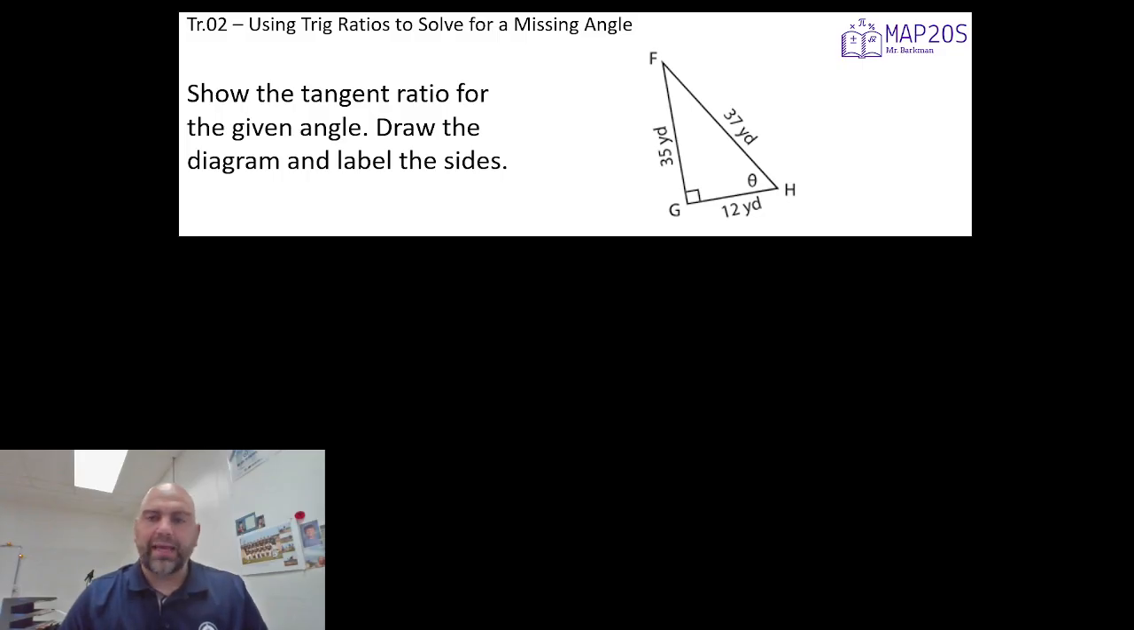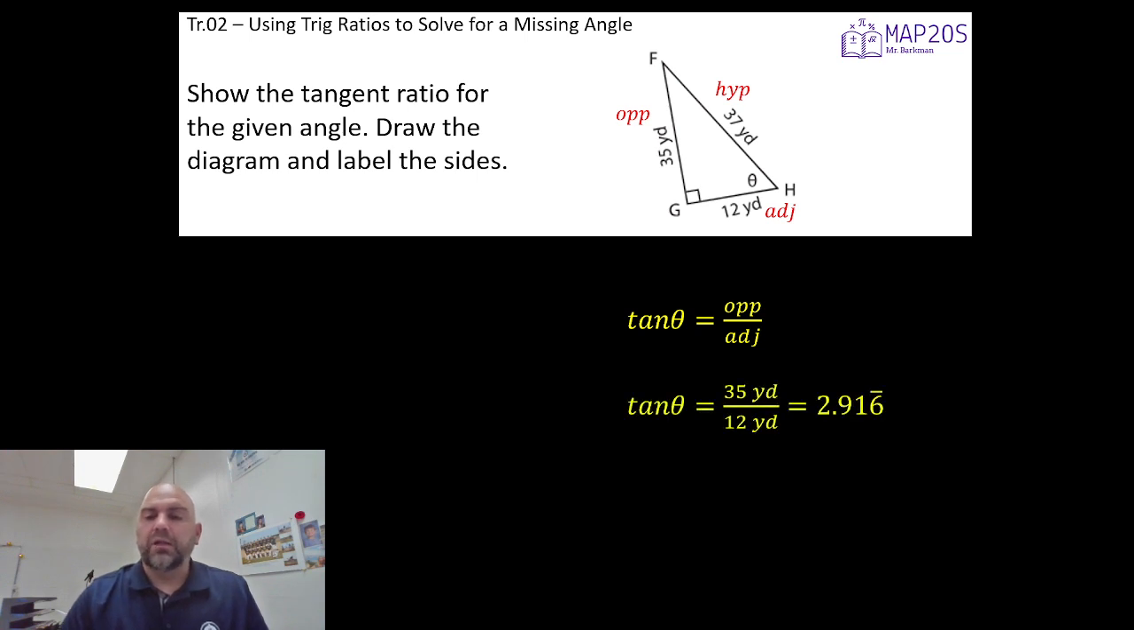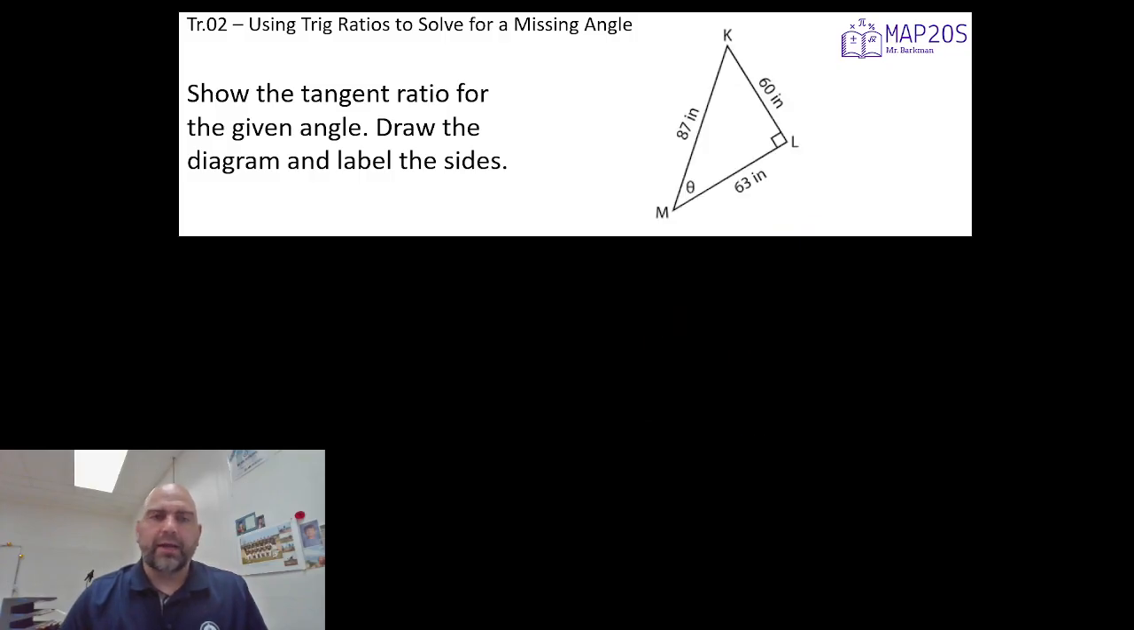Let's try this one. Okay, we're looking at angle H. Can we solve for the tangent ratio of angle H? Of course we can. Tangent of theta is equal to opposite over adjacent. Label our triangle. Opposite is 35 this time, adjacent is 12 because it's right beside the angle. Plug those in and we should get a tangent ratio of 2.91, and 6 is repeating apparently. So that's going to be our value there. All right, let's try another one.